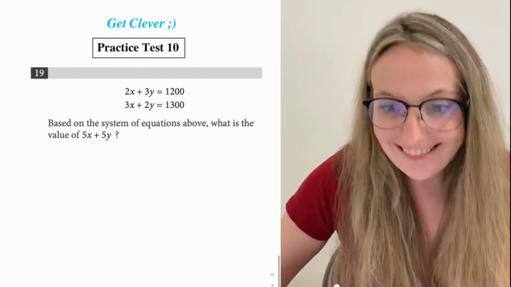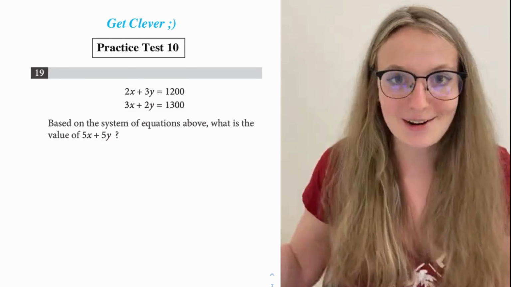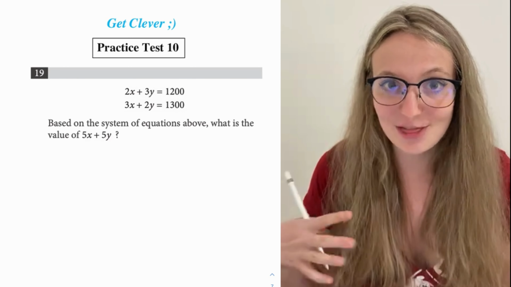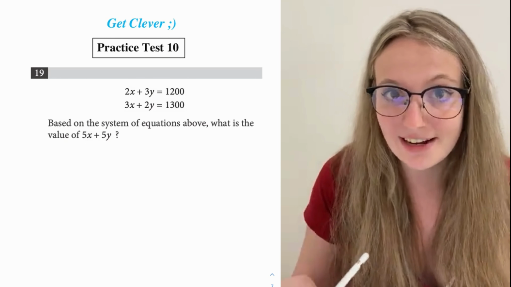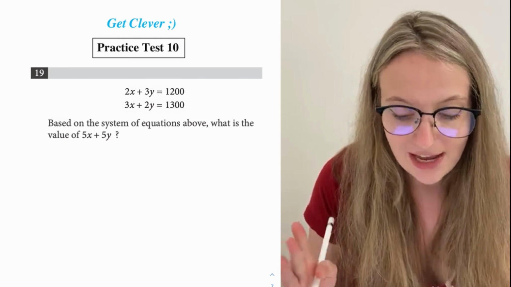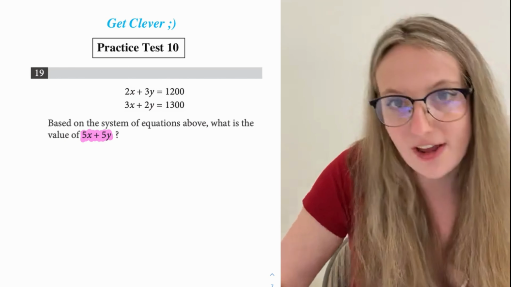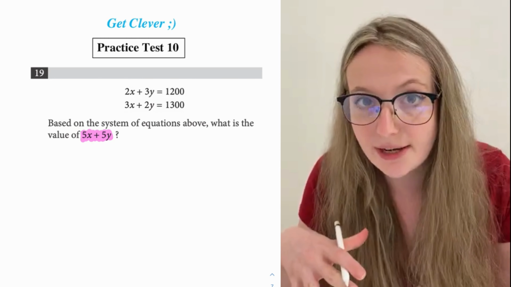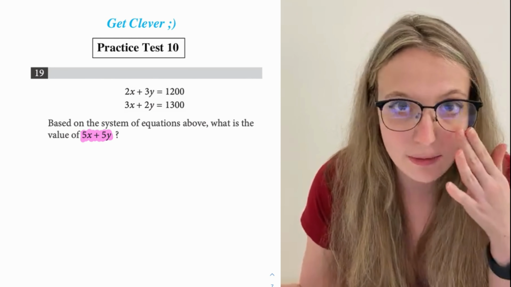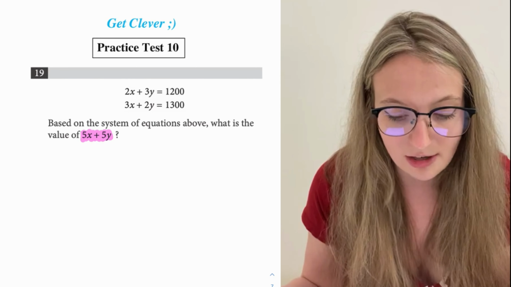All right, and the last thing we're going to talk about here is getting clever with it, with a winky face, of course. So sometimes on the SAT, there's going to be an easier method than needing to multiply both equations by a certain number to eliminate. If you see that they're kind of asking you for a weird combination of x and y, maybe multiplied by something or adding or subtracting rather than just one variable, it's a very good sign that it could be the case that there's an easier way to solve it.